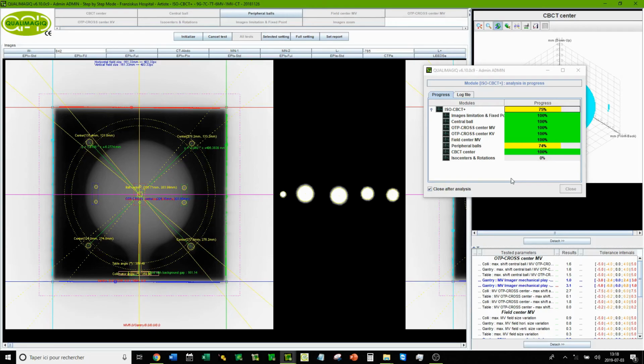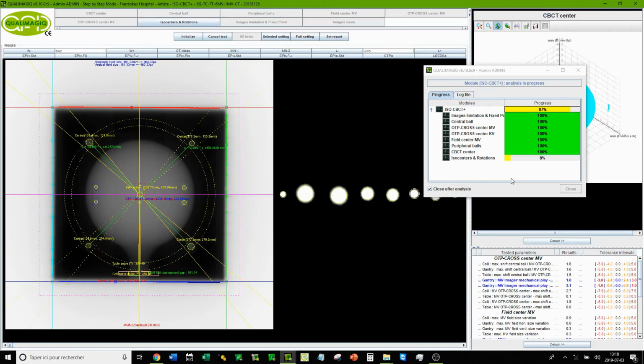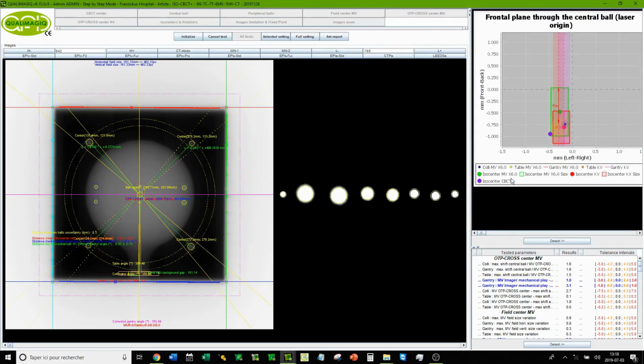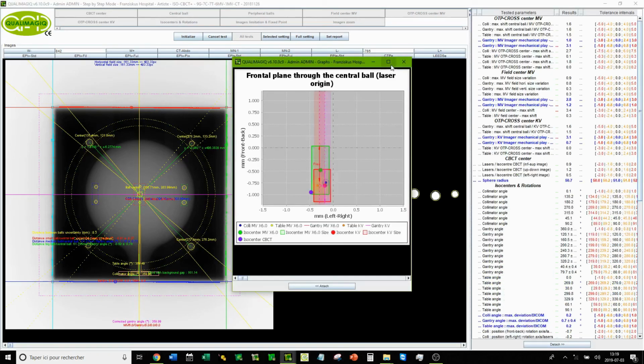For 5 gantry, 5 collimator and 5 couch images in MV, it takes 15 minutes. To which you add 5 gantry in KV, which takes 5 more minutes, so far 20 minutes, and then you scan the sphere in CBCT in 1 more minute. So in less than 25 minutes you have made the acquisitions to test all of your treatment machine's radiative isocenters, the laser isocenter and all of the rotations, gantry, collimator and couch, from a radiative standpoint.